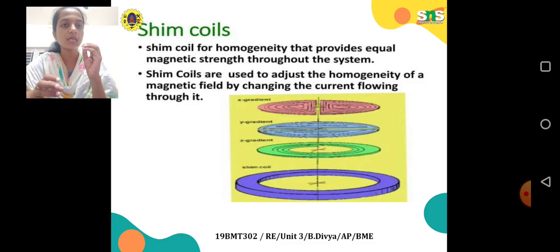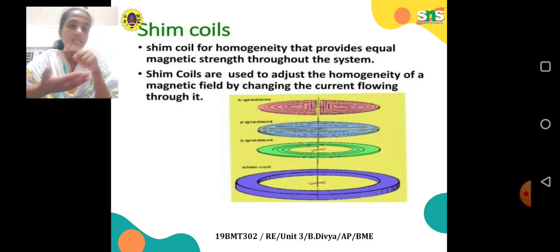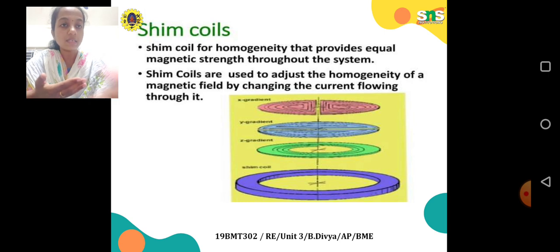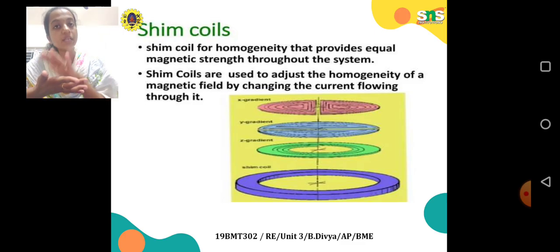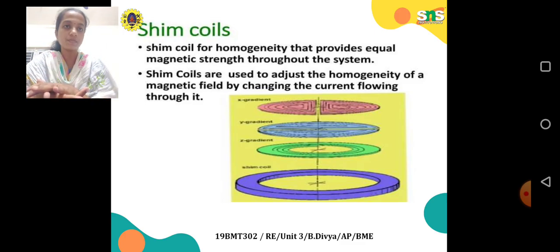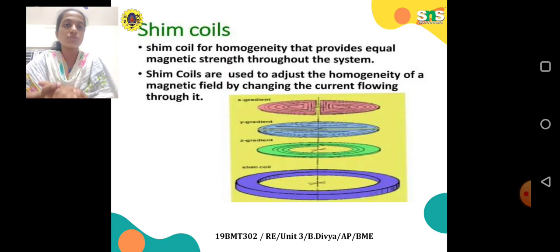The X, Y and Z coils are present within the Shim coil. From the diagram we can see that the violet circle shows the Shim coil, and we have the Z, Y and X gradients. These three coils are incorporated into the Shim coil. The Shim coil is generally used to adjust the homogeneity of the magnetic field which is produced in the MRI.